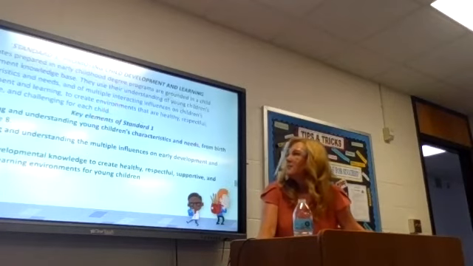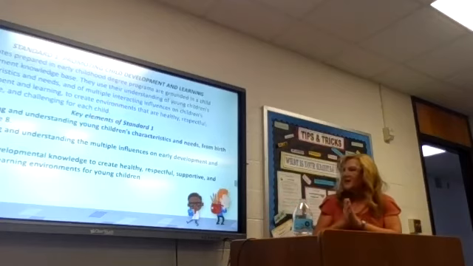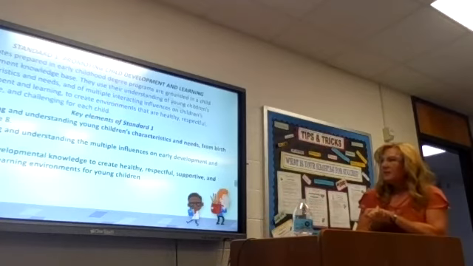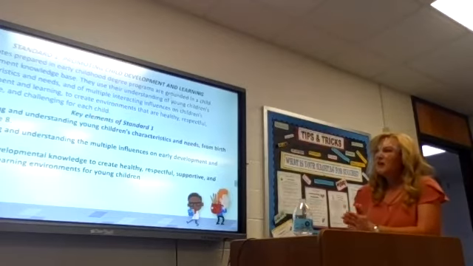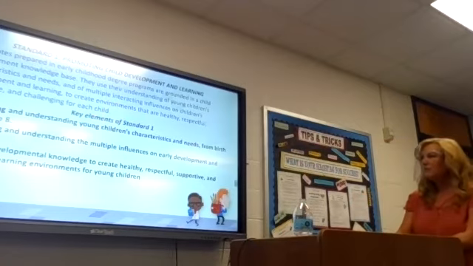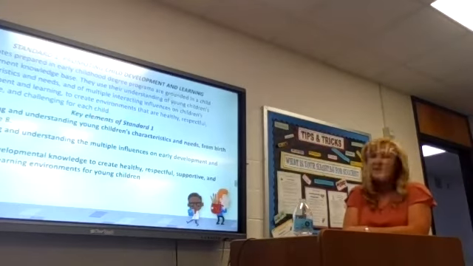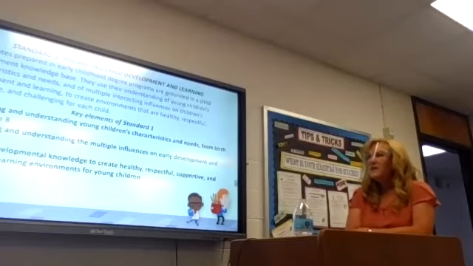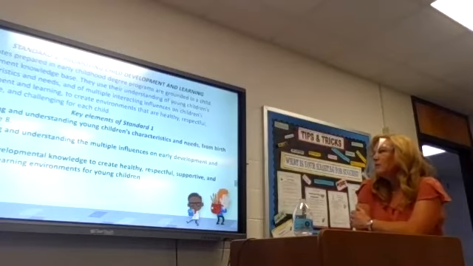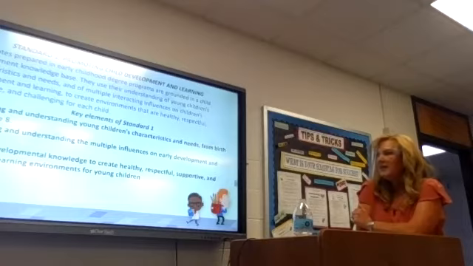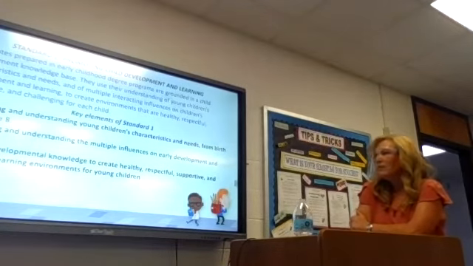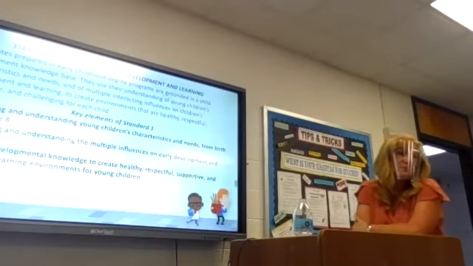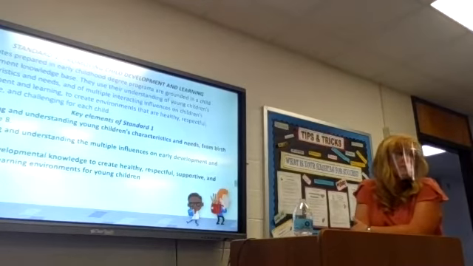Okay, so let's look and see if we're right. So standard number 1 that you already read. There are 3 under that one. If you are going to be able to create an environment that's healthy, respectful, supportive, and challenging, then you need to, A1 is know and understand young children's characteristics and needs from birth to age 8. And then 1B is you need to know and understand the multiple influences on early development and learning. And C, use developmental knowledge to create healthy, respectful, supportive, and challenging learning environments for all children. So those 3 things are what should be under number 1.